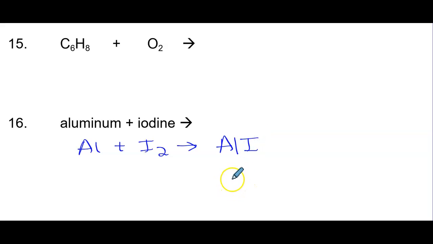So I with Al with I. Remember, we always put the positive first. So this is a +3 and a -1. So I crisscross reduce like that, and then I balance.